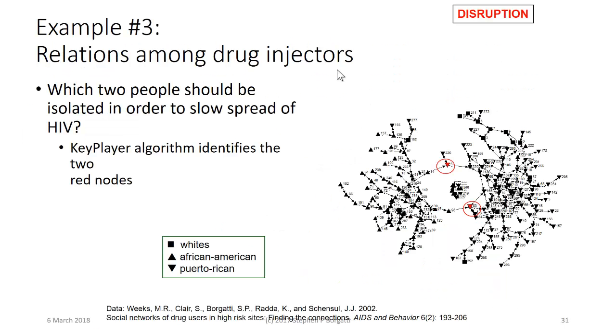And here's the drug injectors. This is what this was designed for. In this case, the question was, which 2 people should be isolated in order to slow the spread of HIV? And a human being could do this. You don't need a computer to figure it out. Just break those 2 links, those 2 chains that separate the African American and the Puerto Rican population.